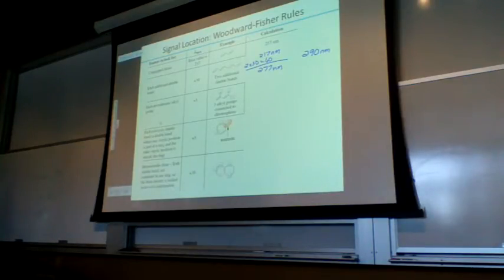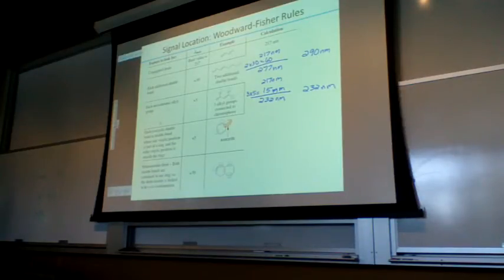Alkyl groups can increase it, so if you have an alkyl group directly attached to the diene, there's 3 of them on this one, so it's going to be 217 nanometers. 3 times 5 is going to be equal to 15 nanometers. And that's going to give us 232 nanometers for our lambda max. And the actual lambda max is 232.